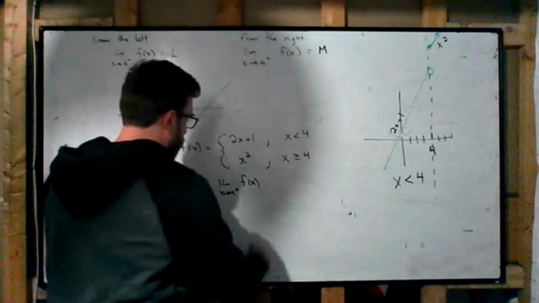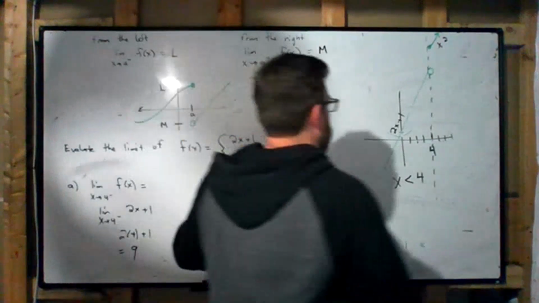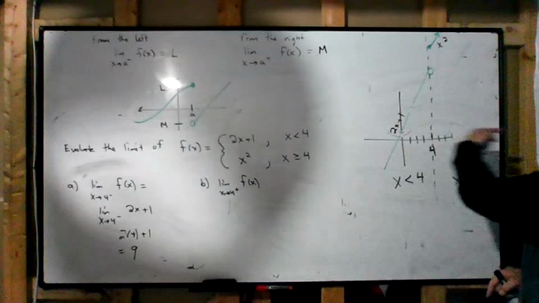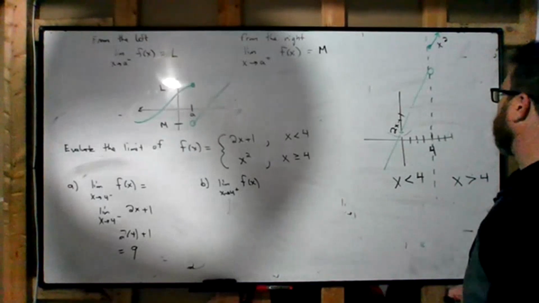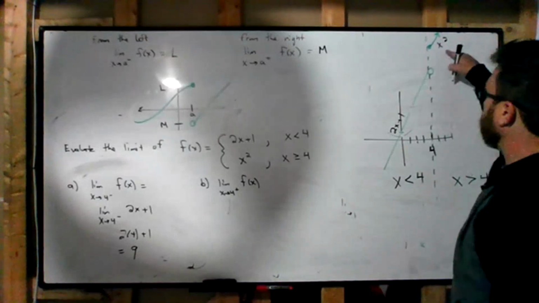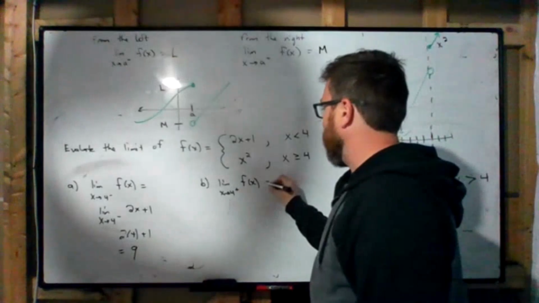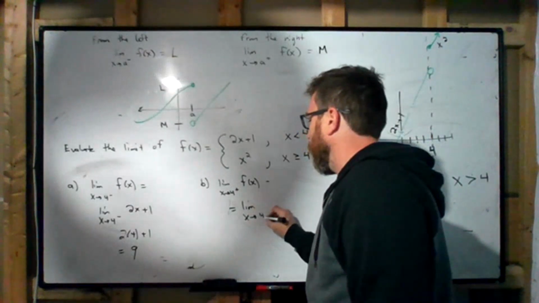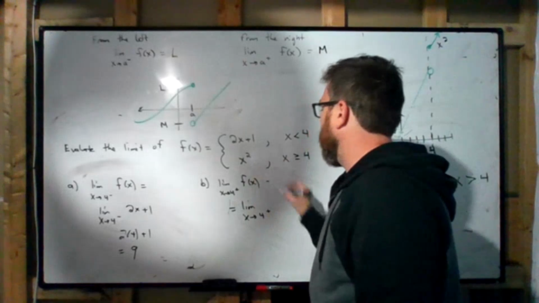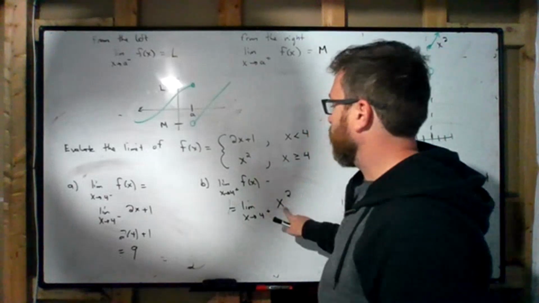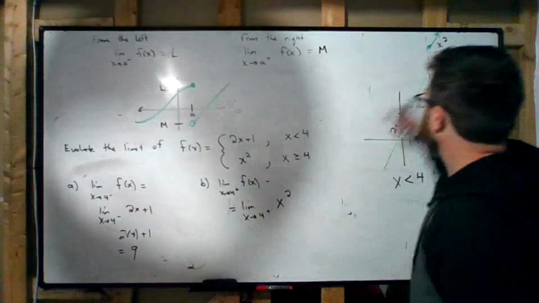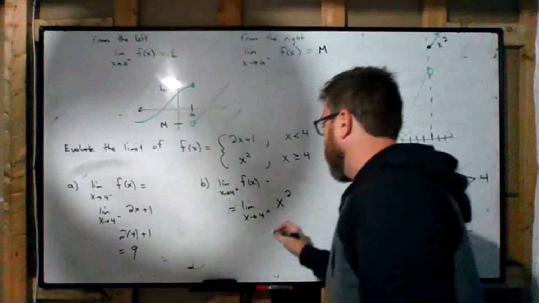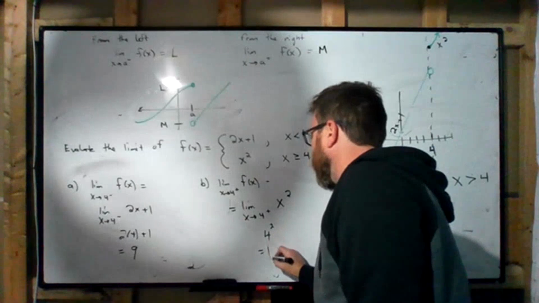Now if I ask from when it's bigger than 4, so that means x is greater than 4. I'm pointing that way, right? So that's why the other way 4. So I know I'm going to use the x squared, so if it's bigger than 4, this is going to be the same thing as the limit as x approaches 4 from the positive direction of that function, x squared. And x squared is defined at 4. Doesn't matter if I'm plugging it in the positive direction or the negative direction, it's still going to be that value there. So 4 squared is equal to 16.